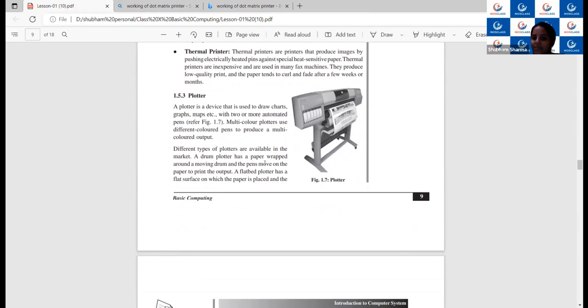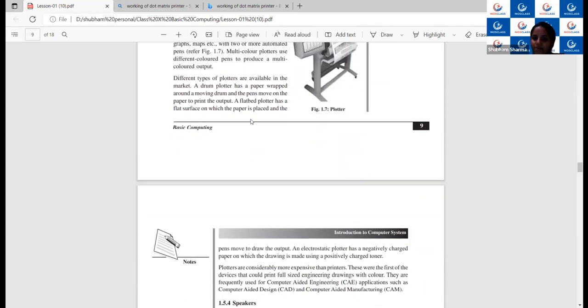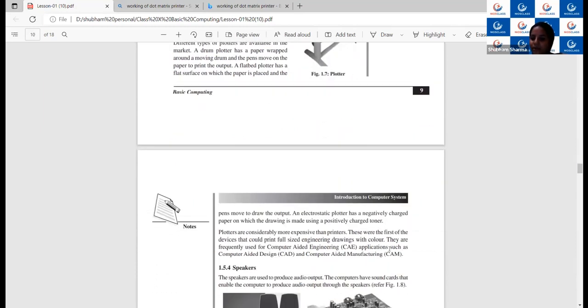Drum plotter has a paper wrapped around a moving drum and the pens move on the paper to print the output. Next is your flatbed plotter. It has a flat surface on which the paper is placed and the pens move to draw the output. An electrostatic plotter has a negatively charged paper on which the drawing is made using a positively charged toner.